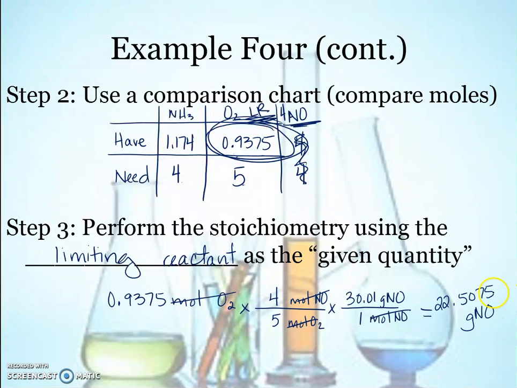Okay, so when we do the math, it tells us that we get 22.5075. We don't want all that. It started out with 30 grams. How many significant figures? One significant figure. So we would round that to 20 grams of NO.